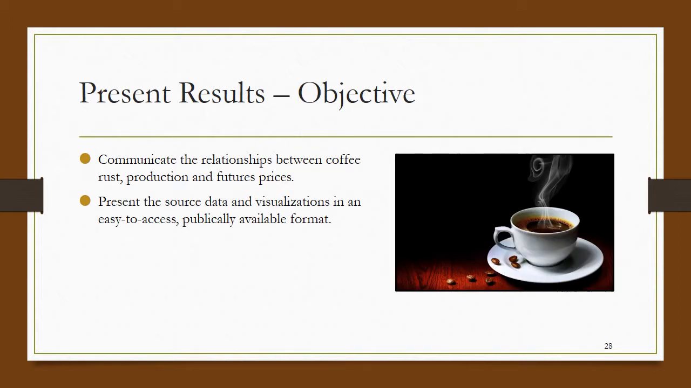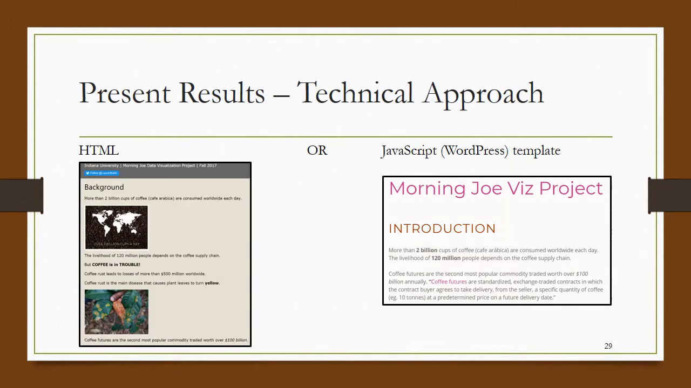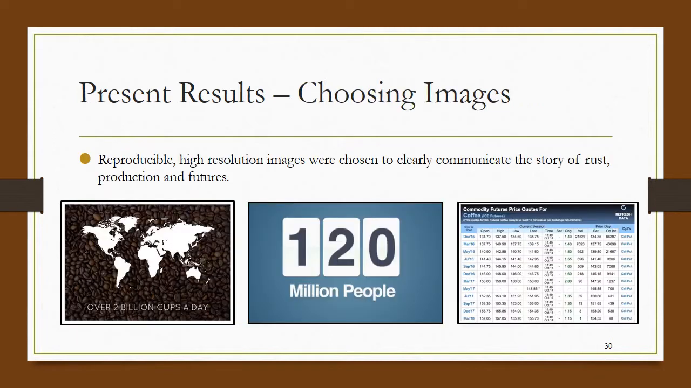I wanted to communicate my findings in the research between coffee rust, production, and futures. It's important to include the source data and visualizations and that they were publicly available. I had to choose between manually creating an HTML web page or using a JavaScript WordPress template. The template was chosen because you can more easily add slideshows. It follows current web standards for presenting information. It automatically scales content based on a user's device, and it is a publicly available website.